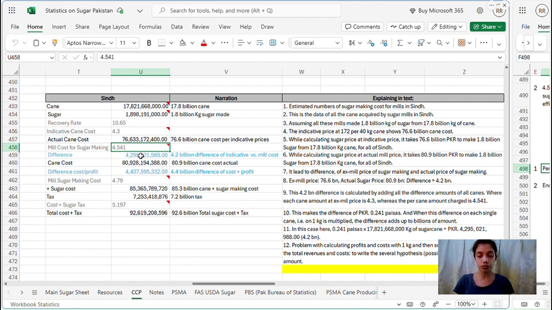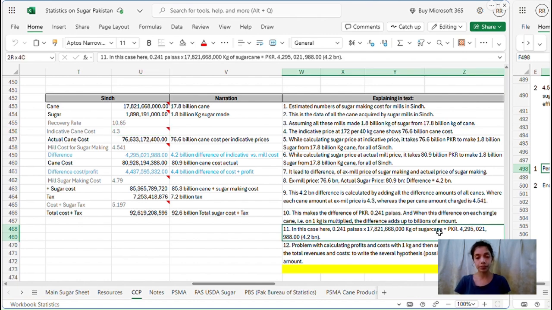From that 45.41 rupees, when we calculated the per kg price, we got a sugarcane price of 4.541 per kg for the mill after they have made the sugar from that cane. But before they made the sugar from that cane, the price was 4.3. So this difference of 0.241 rupees is calculated in terms of value, and I also got to know that when I made all these videos.